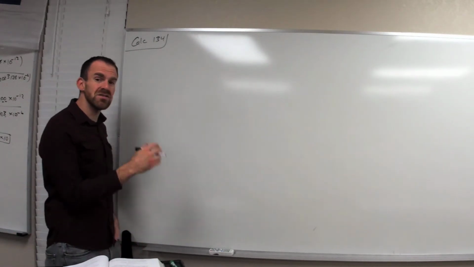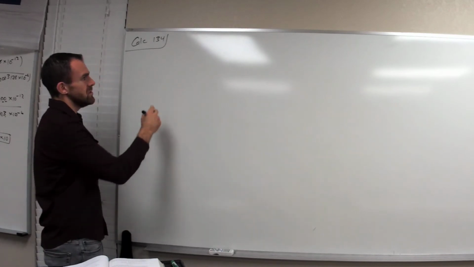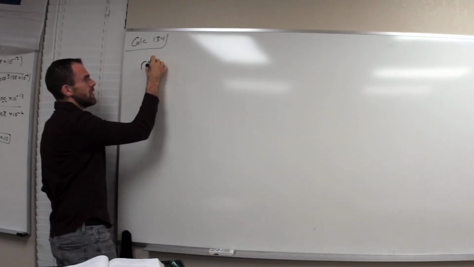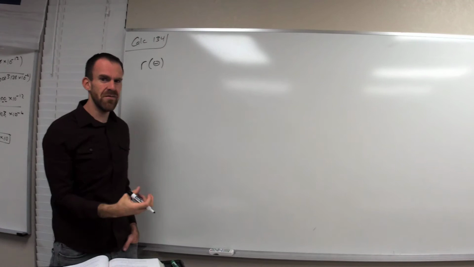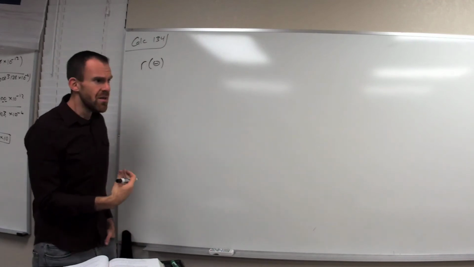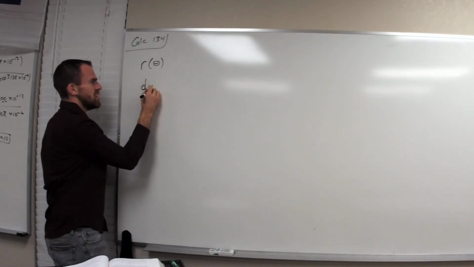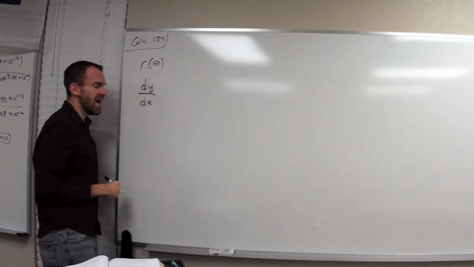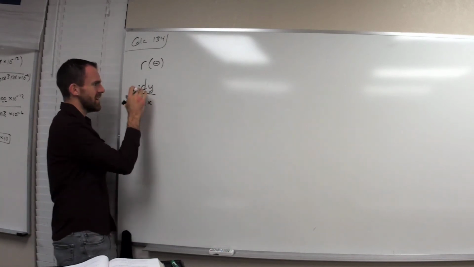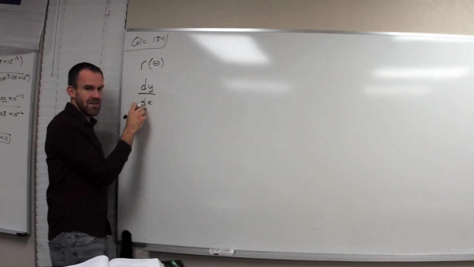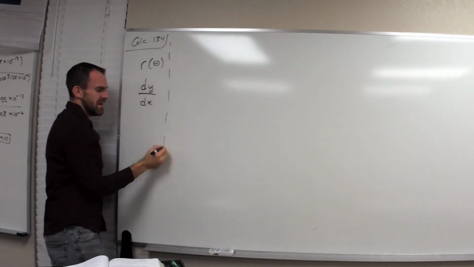Today we're going to cover slopes of polar curves. So remember, a polar curve is where r is given as a function of theta. And we know that the slope of any curve is change in y by change in x. So what we're going to have to do is find dy, and we're going to have to find dx.